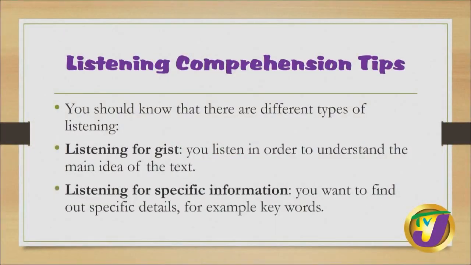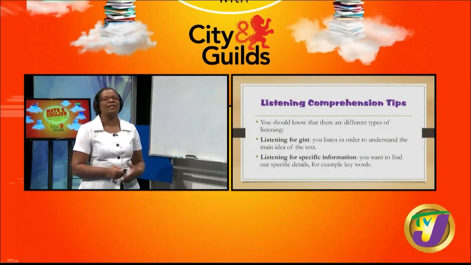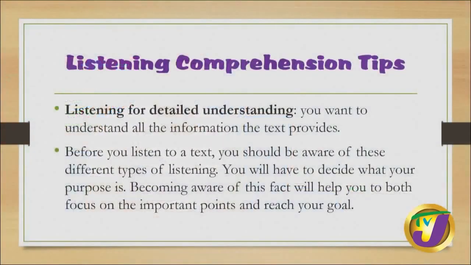You should know that there are different types of listening. Listening for gist simply means that you listen in order to understand the main idea of the text. Then you can listen for specific information. You want to find out specific details, for example, keywords. And I would encourage you to read the questions before you actually start listening to the reading task so you know exactly what to listen for. This will give you an advantage. Then we have listening for detailed understanding, all right? You want to understand all the information that the text provides.